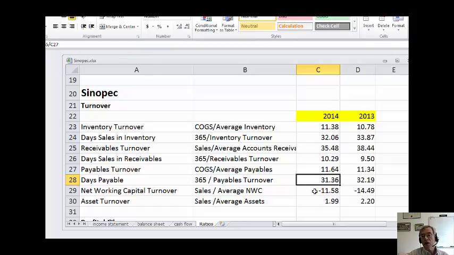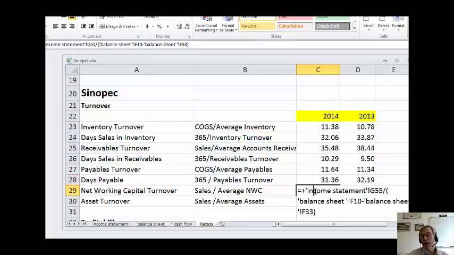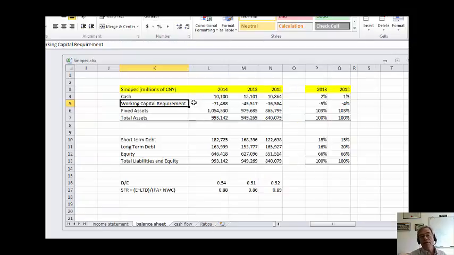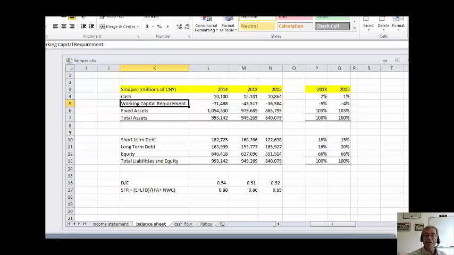We can look at the whole of net working capital and we calculate a turnover from that. Notice that for Sinopec this is a negative number. Why is it a negative number? You'll remember from Sinopec that its working capital requirement was negative. In fact, for Sinopec its accounts payable are greater than its accounts receivable plus inventories. That means that Sinopec gets net free financing from its suppliers.